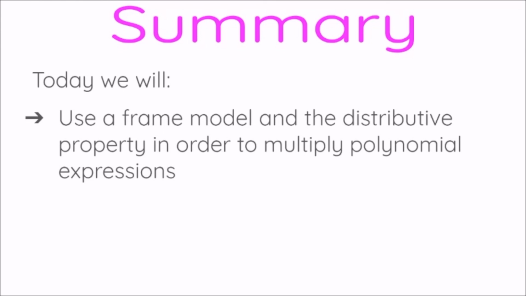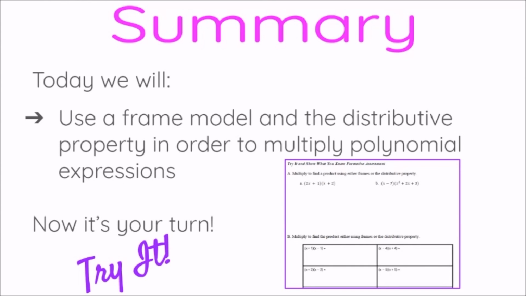Today, we learned how to multiply polynomial expressions by using a frame model and the distributive property. And now it's your turn to try some problems. Remember, you can choose to use either method you learned about today. During the try it activity, you're going to be looking for repeated reasoning to make some generalizations about multiplication of binomials that have a special structure. Don't forget, there's an answer key at the end of your print packet.